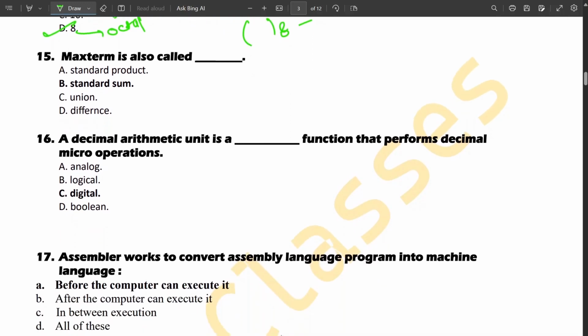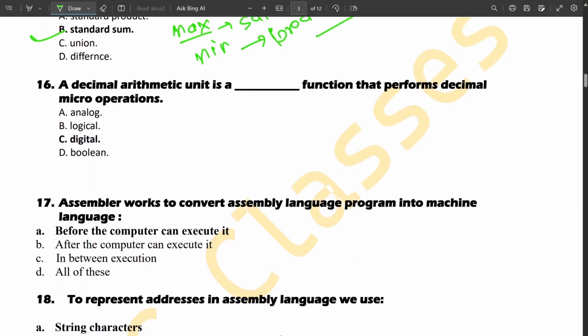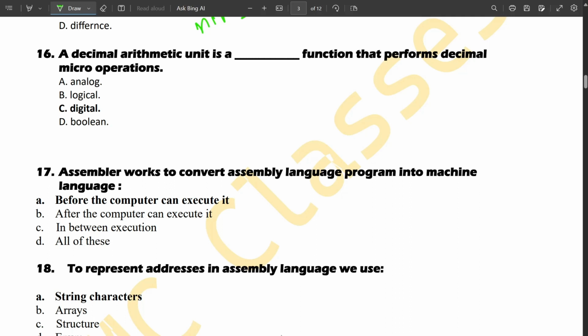Next, max term is also called what? I told you this again: when you get max term and min term, in max it is standard sum, and in min it is standard product, meaning multiplication. So max term is standard sum. A decimal arithmetic unit is a function that performs decimal micro operation. Option number C is correct.